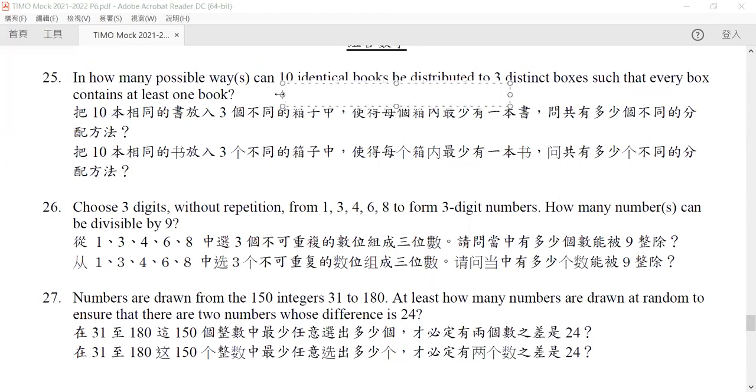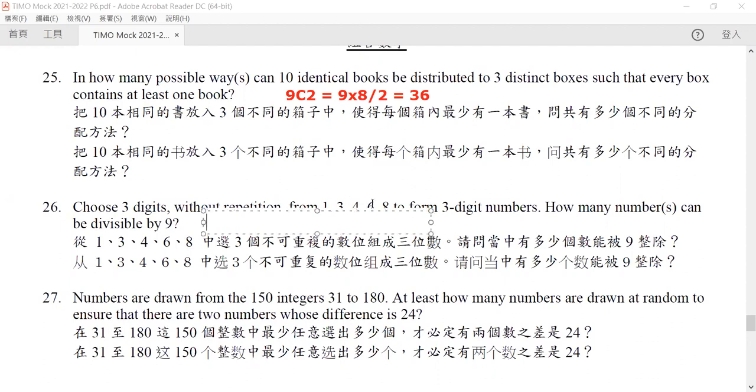But let's pretend I have 9 books to be distributed in 3 distinct boxes, such that every one contains at least one book. So again, for this question you just try to divide it, and the answer is the combinatorial coefficient 9C3, 9C2, which is equal to 9 times 8 divided by 2, and the answer is 36. So this one is for our question 25.